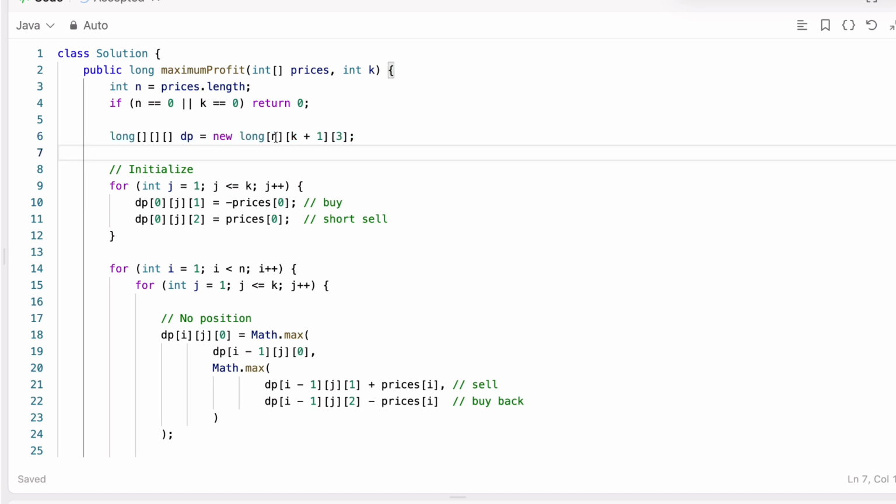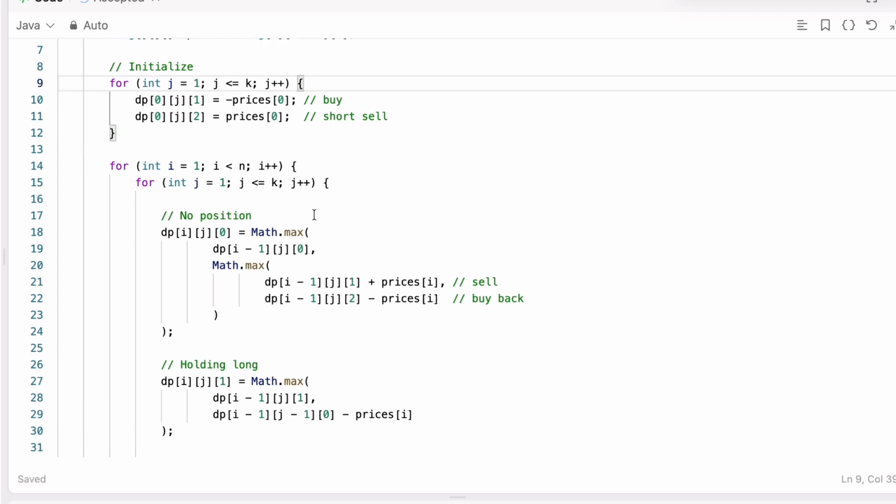As we know that we need what? dp at n minus 1, k and 0. Because for the neutral state is where we will find the maximum profit on the last day, and for that we need a dp. So for the dp we will use a 3D array, and will pass dp of n, k plus 1 and 3. K plus 1 means for extra states we have to take. Then very first we will initialize the dp.